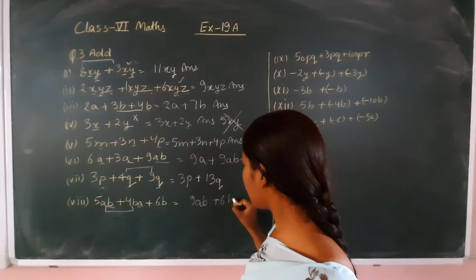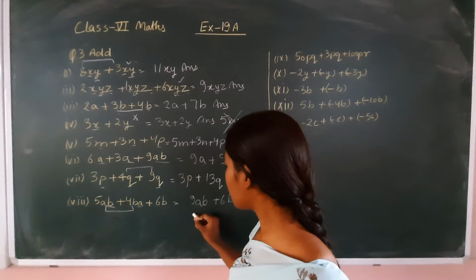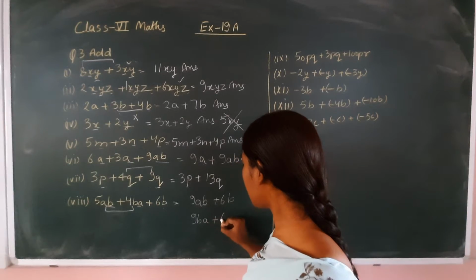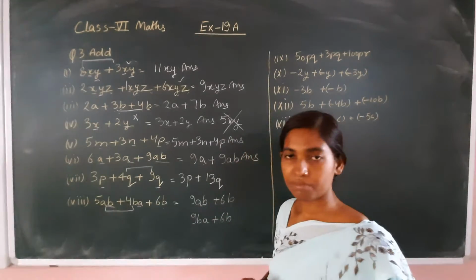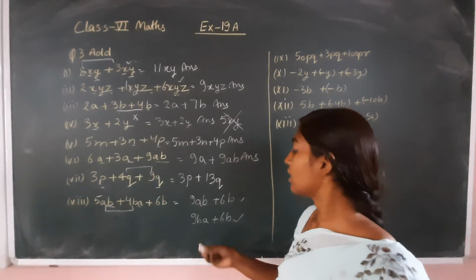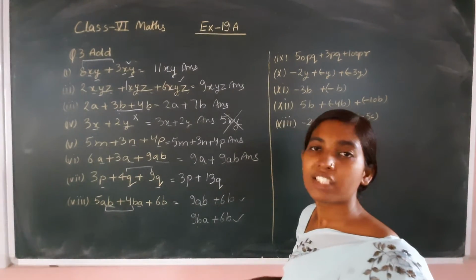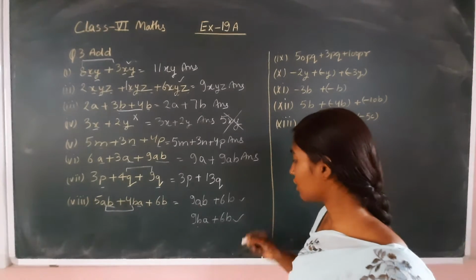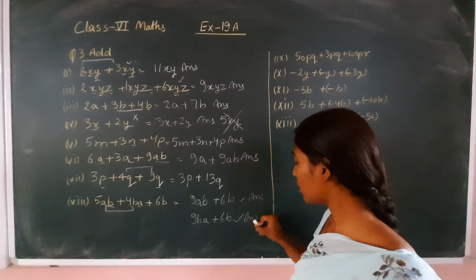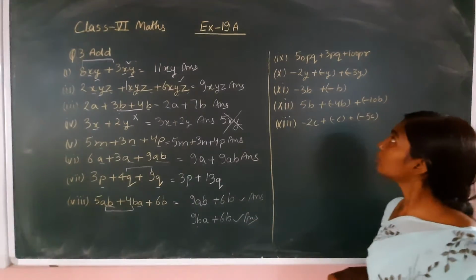Plus 6b. Sometimes in place of this you can also write 9ba plus 6b. Both the answers are correct. Don't think that where ba is written, this answer is wrong. No, this is not so. This is also a correct answer and this is also a correct answer. Now come to the next one.